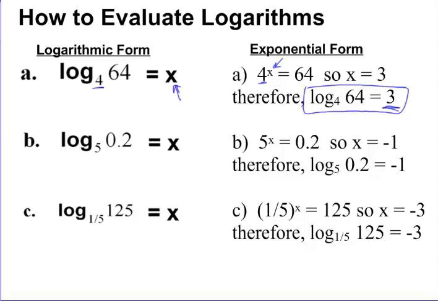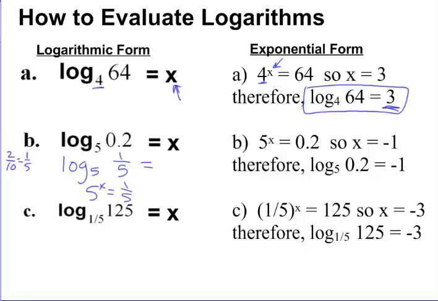Part B, 5 to what power is 0.2? Now, if you have decimals, I'd recommend writing them as fractions because it's kind of helpful. Okay, makes it a little easier to work with. So I'd probably rewrite this as log base 5 of 1/5, because remember 0.2 is the same as 2 over 10, which simplifies to 1/5. So log base 5 of 1/5 is equal to what? So that's asking 5 to what power equals 1/5.